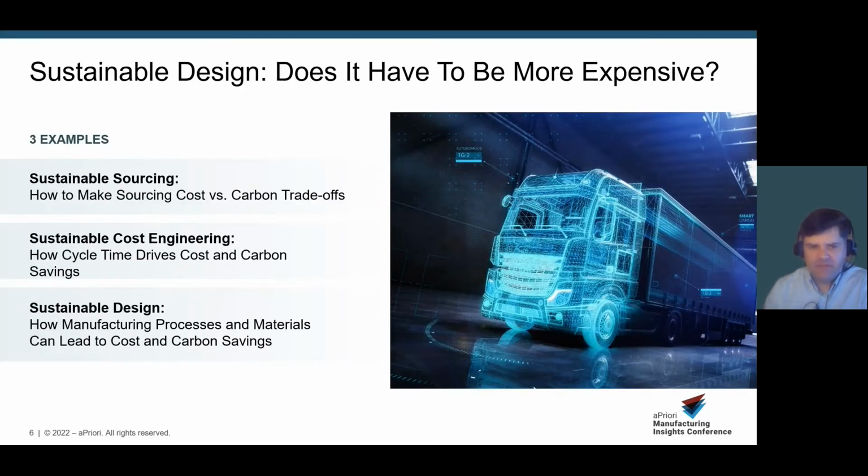So as we mentioned, the three different examples are targeting sustainable sourcing, how do I make sourcing cost versus carbon trade-offs? We're looking at sustainable cost engineering, how cycle time drives cost and carbon savings, and finally looking at sustainable design, how manufacturing processes and material can really lead to cost and carbon savings together.